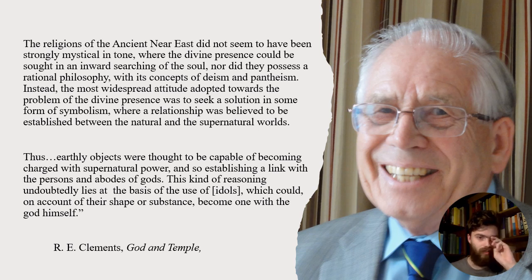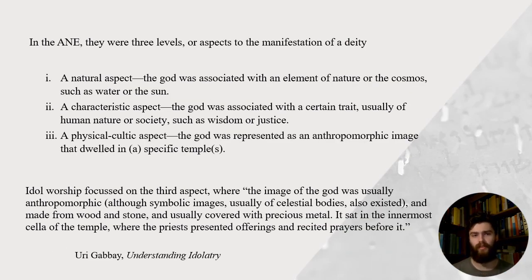And thus, earthly objects are thought to be capable of becoming charged with supernatural power, and so establishing a link with the persons and abodes of gods. This kind of reasoning undoubtedly lies at the basis of the use of idols, which could, on account of their shape or substance, become one with the god himself. So that's the logic behind idol worship and why it was a thing in the ancient Near East. Uri Gabe describes what he calls three levels or aspects of the manifestation of deity. And I think this is a side note, it's interesting to note how these three aspects could also relate back to the three tiers that we saw in the understanding of the cosmos.